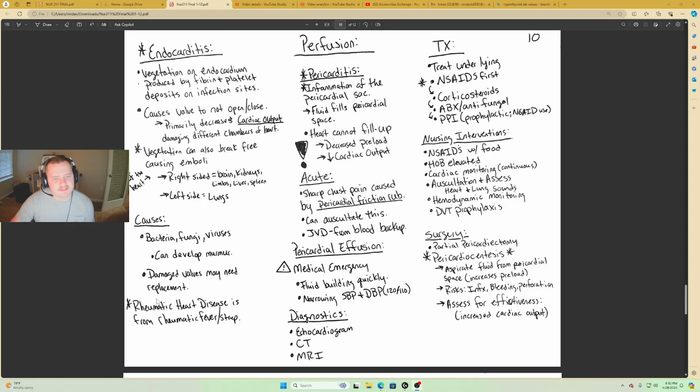Rheumatic heart disease is from rheumatic fever or strep, and that's really all you need to know on endocarditis. It's just the vegetation on the endocardium because of an infection. Pericarditis is a bigger one. It is the inflammation of the pericardial sac.